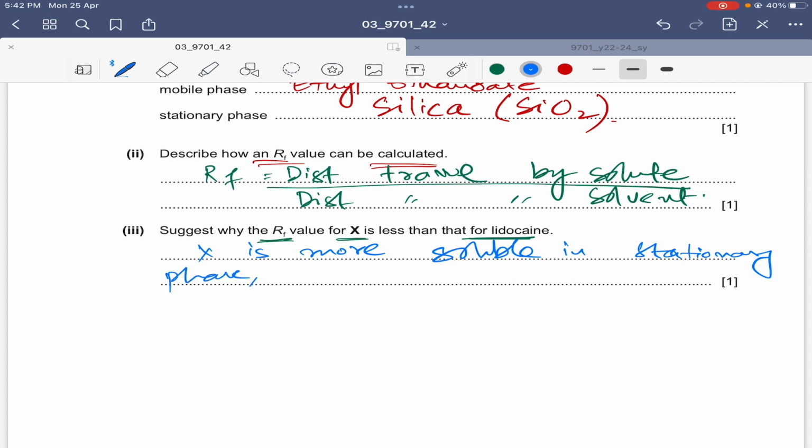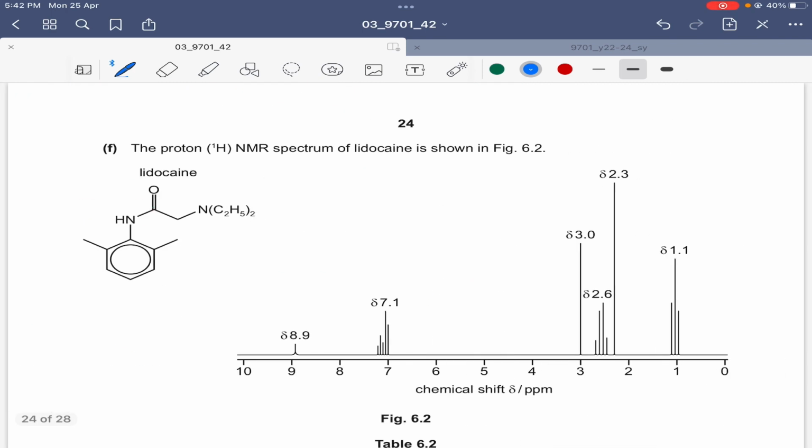X is more soluble in the stationary phase, or lidocaine dissolves better in the mobile phase, right? So this is just a one-mark answer, so you can write either one of them. Okay, now the next part of the question is related to proton NMR.